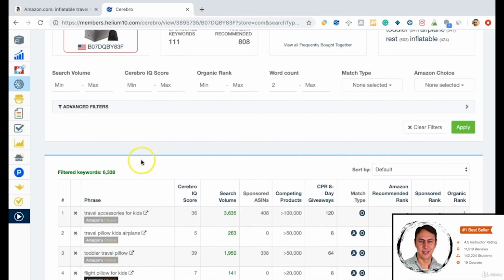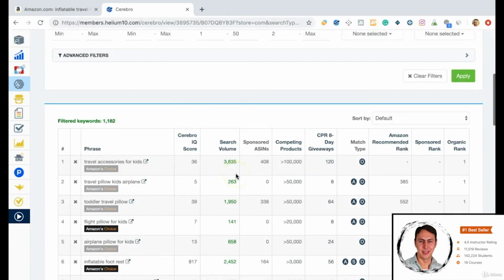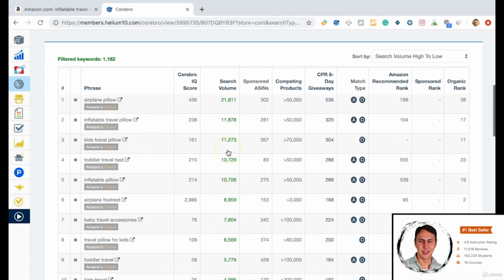The result is 6,300 words. Let's find at which words this opponent is in the top 50 by the filter. Because you know that, if the product is not on the first page, it isn't sold. I am sorting according to the search volume. We can see the most sold words for our product on the screen now. Helium is showing you how many giveaways you should make to be visible on the first page. I will explain it in detail in the selling section.